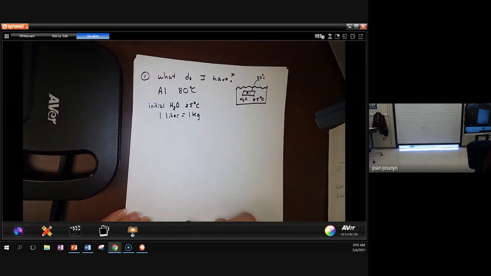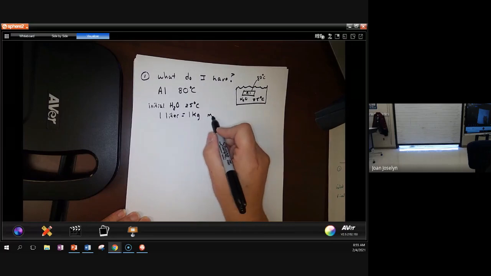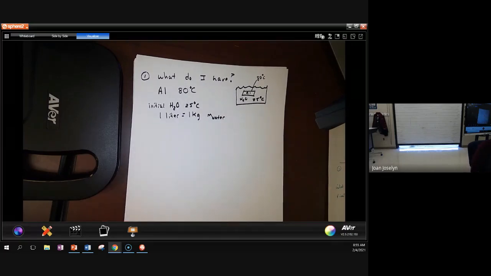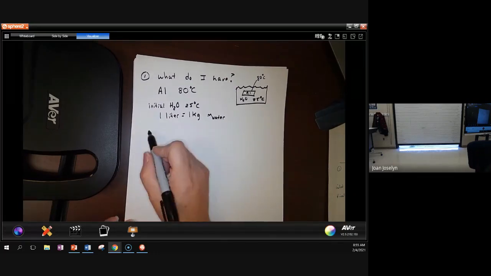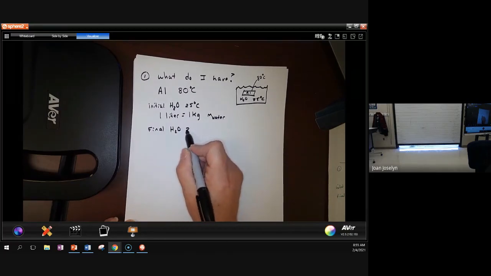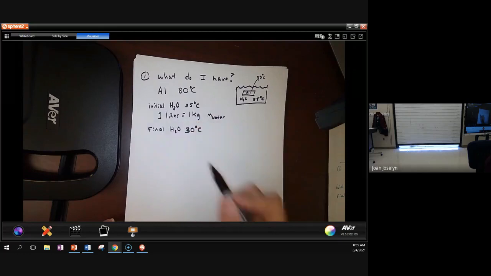So that's the mass of the water. We can say that's M of water, or you can write the word mass. I know that the temperature of the water changes by 5 degrees because it said so in the question. So my final temp of H2O is 30 degrees Celsius. I should make that 1 better.